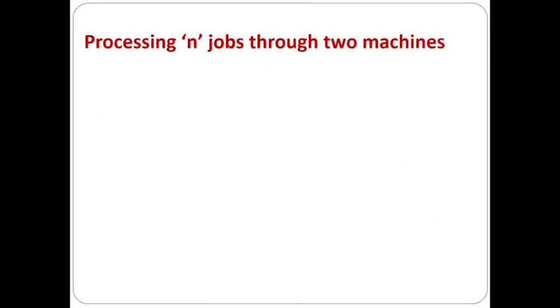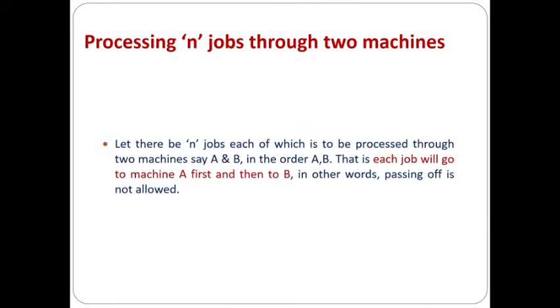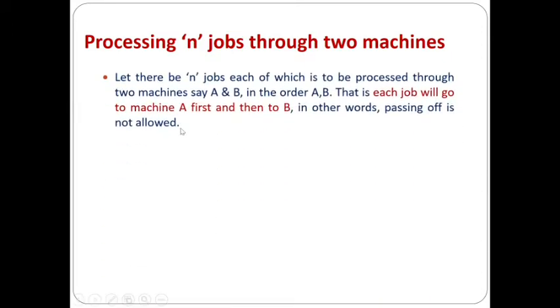Next, we are going to discuss the processing of n jobs through 2 machines. So, there will be only 2 machines and there may be an unlimited number of jobs. There are n jobs available and we will have two machines, A and B, and all the jobs should be processed in the order of A and then B. That is, each job should go to machine A first and then to machine B. That is, the no passing rule is applied here. Passing is not allowed.